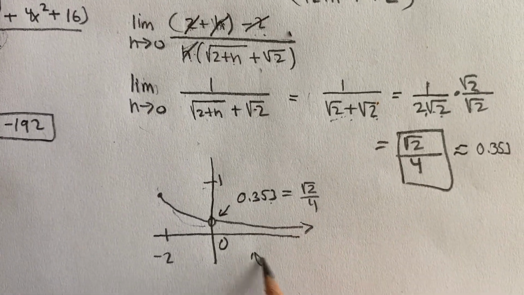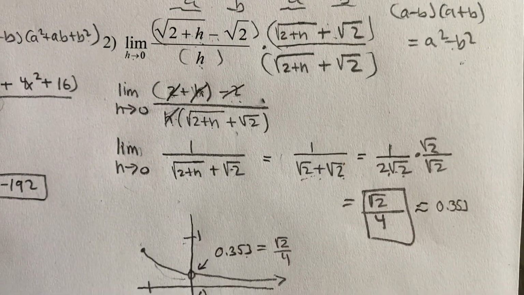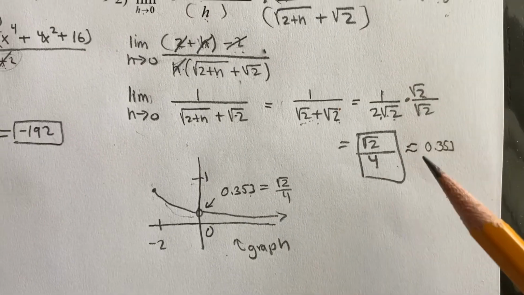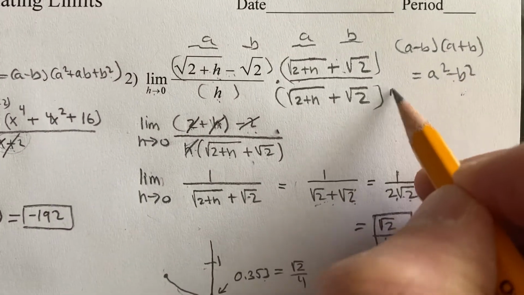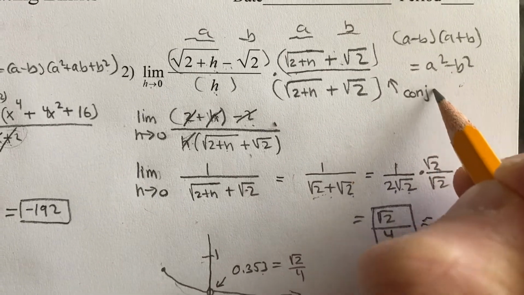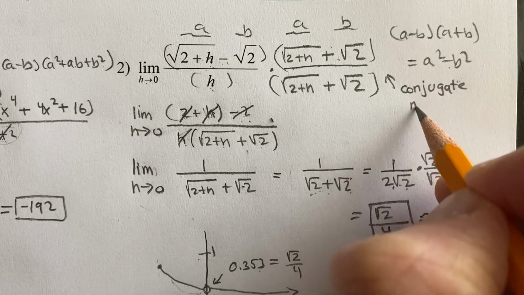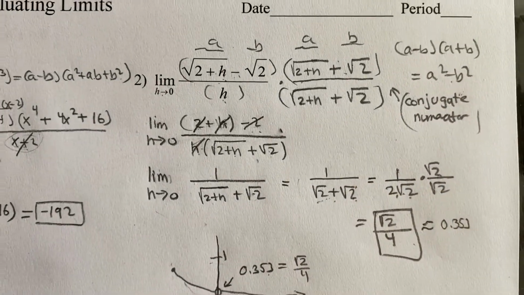So this is what it looks like on the graph, but we did this problem algebraically, okay? So again, you need to make the connection graphically, also algebraically for limits. All right, so that was a technique of multiplying by the conjugate in the numerator. Let's finish up these last two problems on this first page.